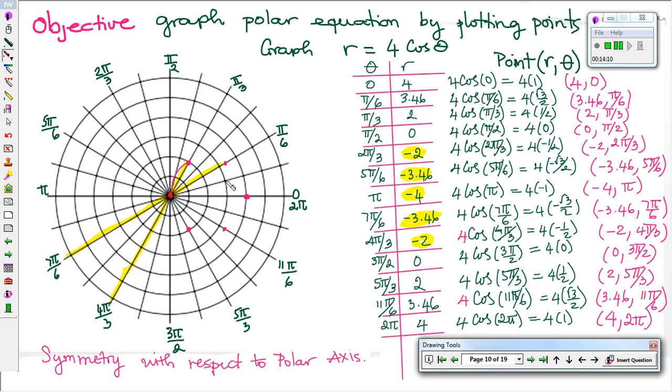Now you know that we skipped some of the points. For example, we didn't plot the points at 15 degrees, but this is just some of the points, not the whole set of points. But you can see the shape. It will be a circle.